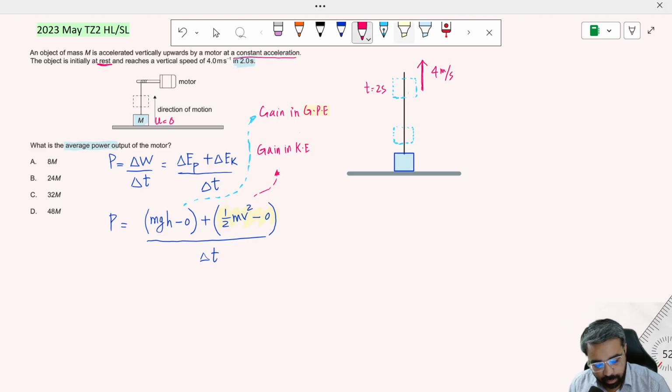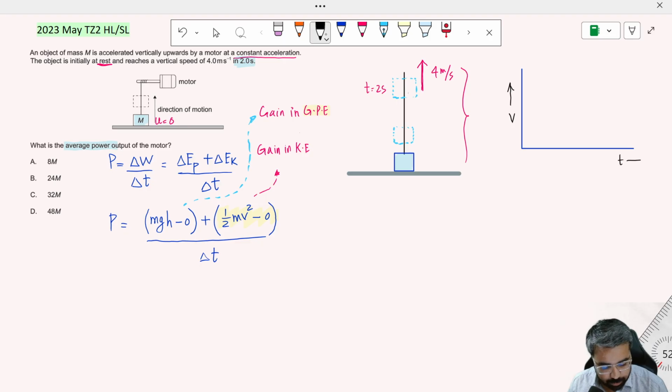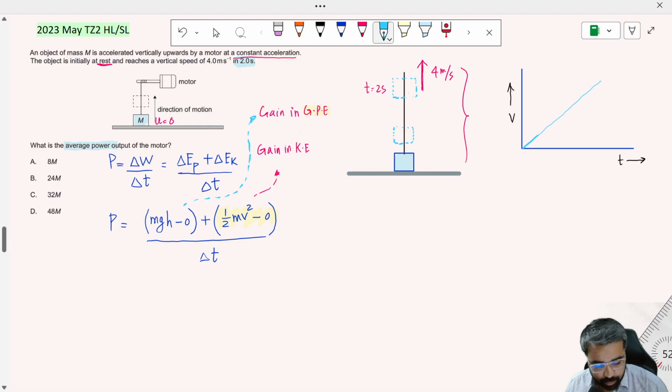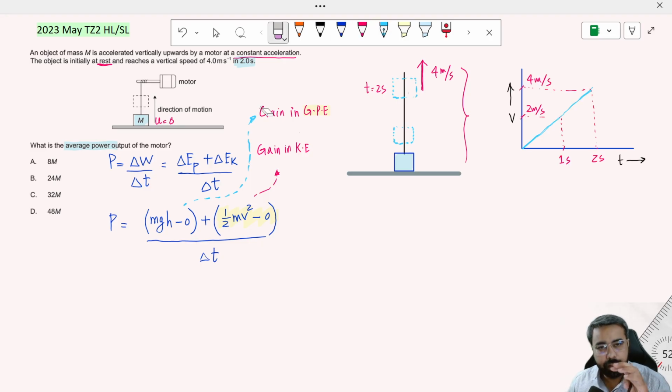If we draw this motion in the form of a graph, this is the velocity time graph, and don't forget the slope or gradient of a velocity time graph gives us acceleration. This will be the graph, a uniformly increasing graph, right? And students, you may wonder why we are drawing the velocity time graph. The reason is the height is not given, and as it is uniformly accelerated motion, we can apply Suvat to find the height.